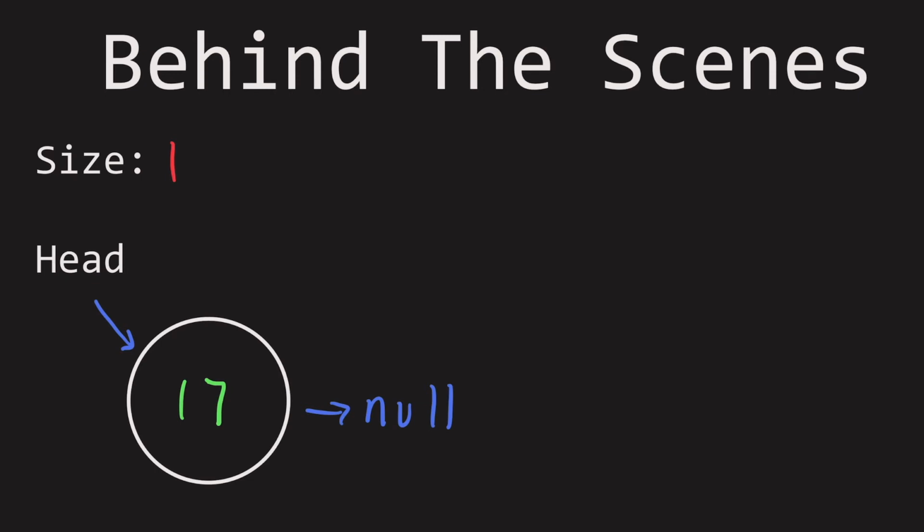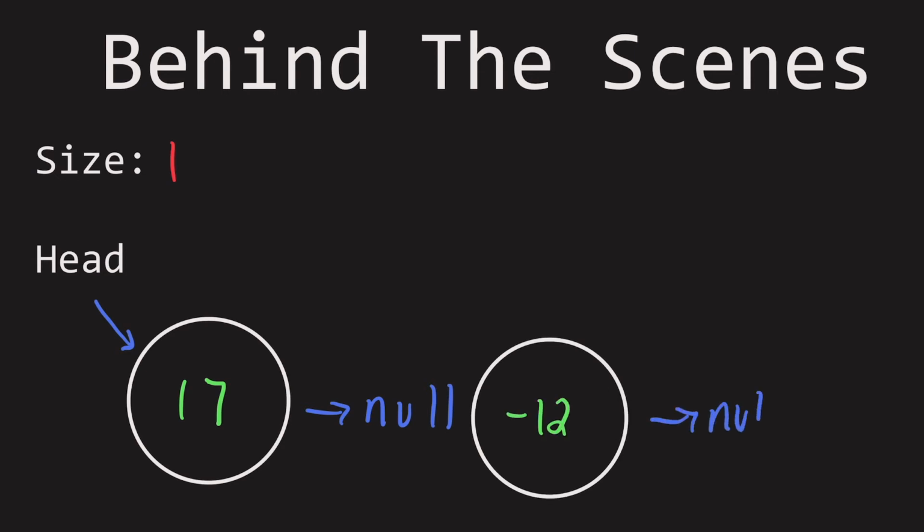Now we add negative 12 to the linked list. A new node is created with negative 12 as the data. This node then points to null, and we update 17's node to point to negative 12. And the size variable increments by 1.